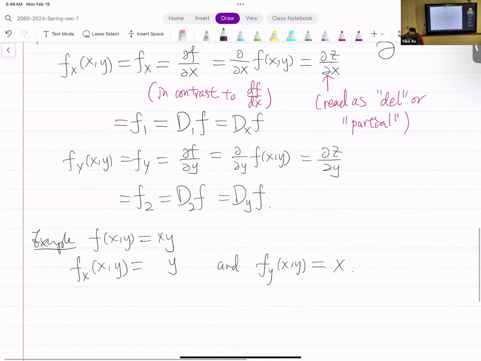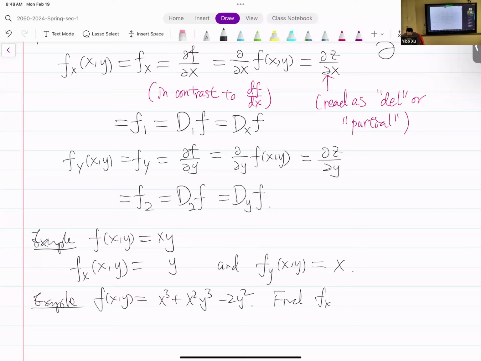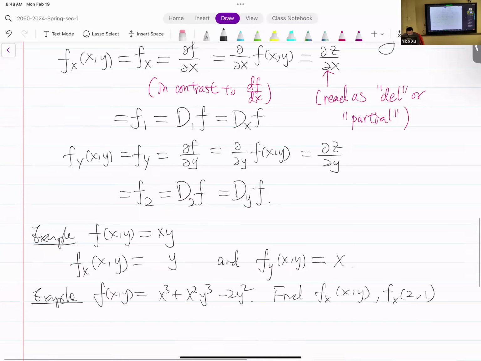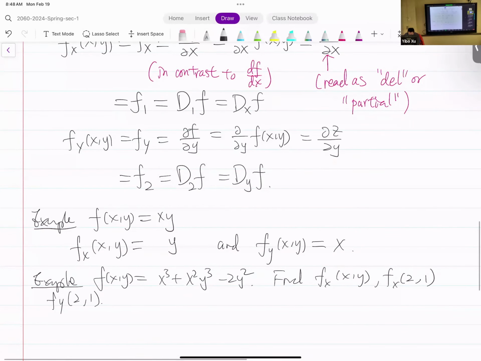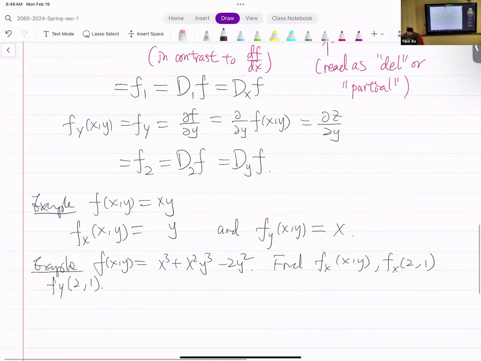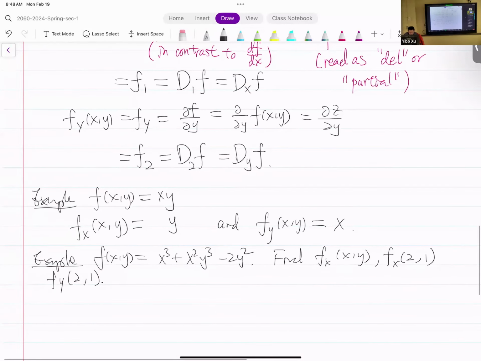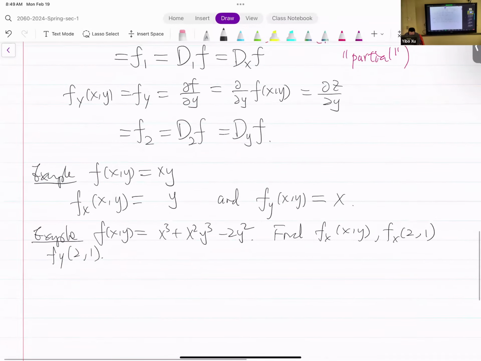Okay, so let's look at more. Let's say we have f of x y equals x to the 3 plus x squared y to the 3 minus 2y squared. We want to find f sub x of x y, f sub x of 2 1, and f sub y of 2 1. So we're looking for the partial derivative with respect to x for the function. We also want to evaluate this partial derivative at the point 2 1. And we also want to look for the partial derivative with respect to y at the point 2 1. Okay. So it's clear that we have to do the partial with respect to x and with respect to y separately. So let's do that.